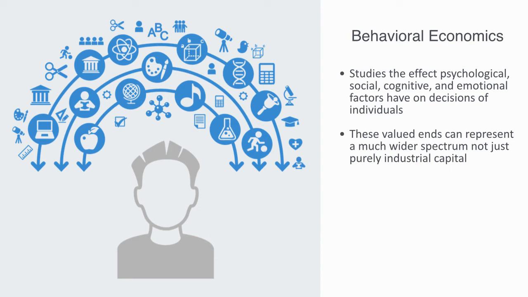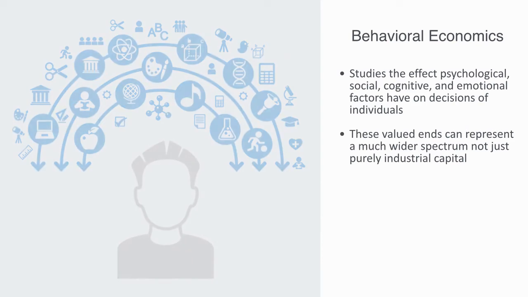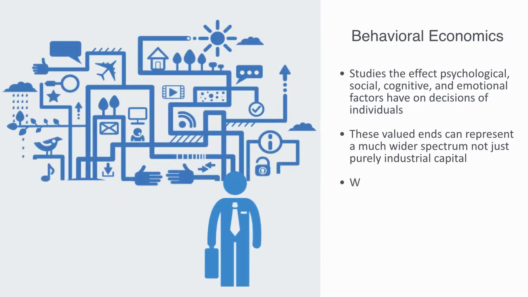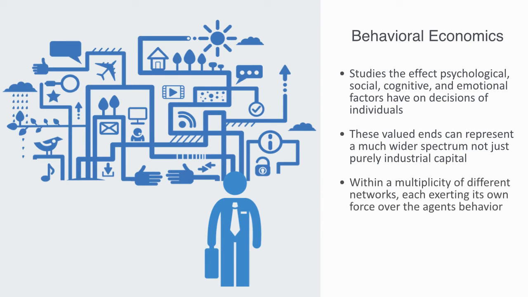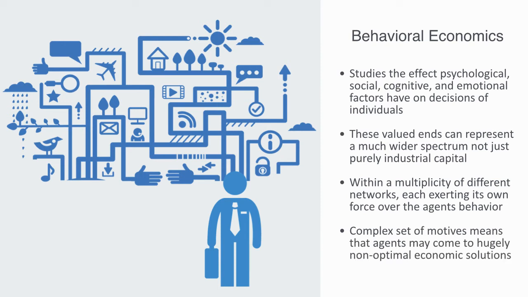Because we're not constraining our model of the individual towards achieving an equilibrium, we can begin to think about the individual agent as being in a real environment, embedded within a multiplicity of different networks, each exerting its own force over the agent's behavior, and thus linear causality where A causes B begins to break down. The net result of bounded rationality and a complex set of motives means that agents may come to hugely suboptimal economic solutions. Of course, we can only come to this conclusion because we're allowing for non-equilibrium outcomes.